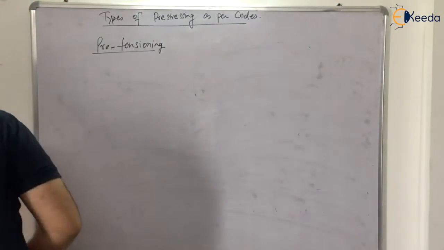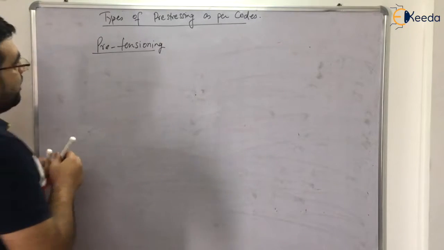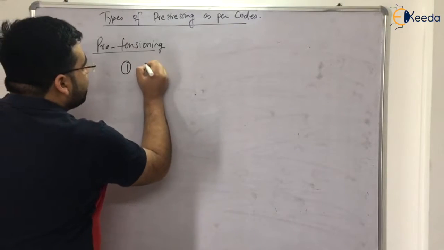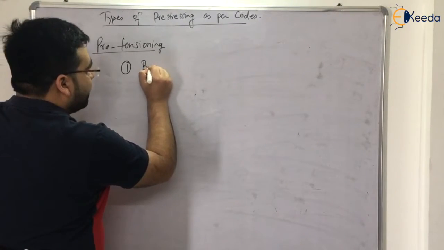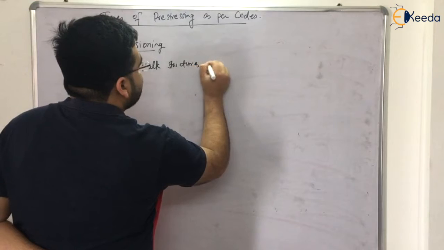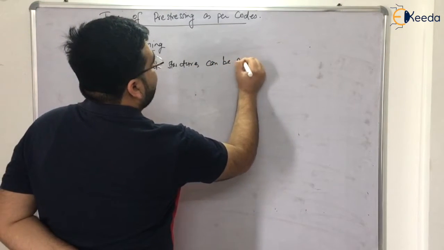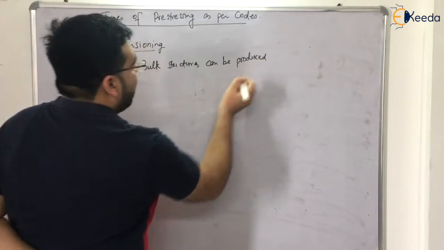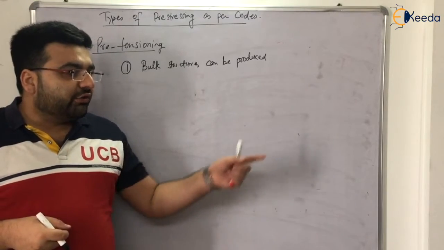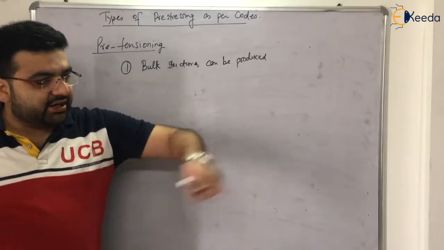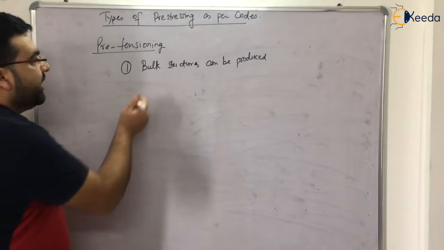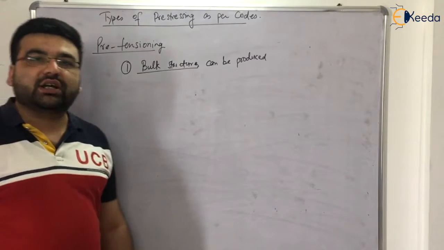So the number one advantage would be you can produce in bulk. Bulk structures can be produced. Bulk means that, as I told you, there is a mechanism of tensioning of the tendons, right? So we have a very big platform. One tendon, two tendons, three tendons, we have multiple tendons, right? So at one time we can cast concrete, so it can produce bulk structures. In bulk we can produce the structure, right?